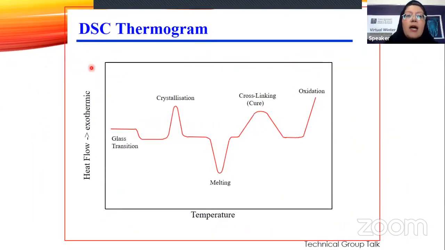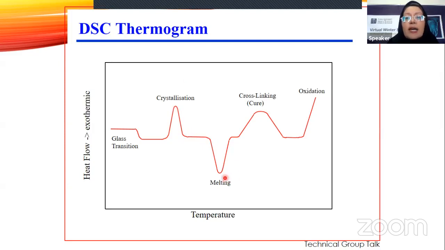Here you can see a DSC thermogram of a material. Here is the glass transition temperature. After that, the material goes to crystallization. So sometimes, for example, when we want to make bioceramics, we know that for a special material, after this point, the material goes to crystallization. So if we want to make bioceramics, we have to apply heat over this point.